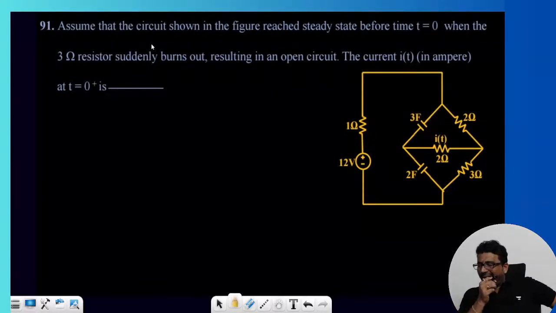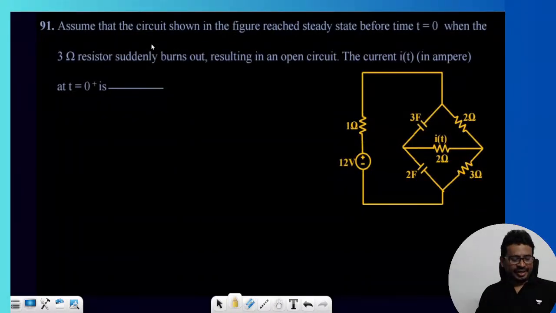Next one. Assume that the circuit shown in the figure has reached steady state before t equal to 0. When the 3 ohm resistance suddenly burns out, resulting in an open circuit, find the current at t equal to 0 plus. Good problem, you can try it now.